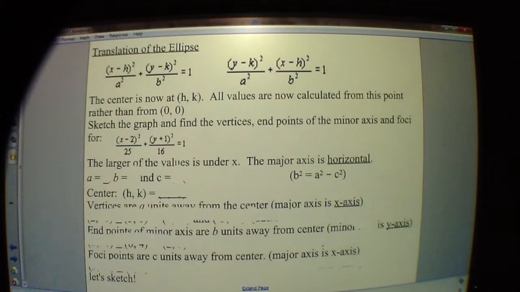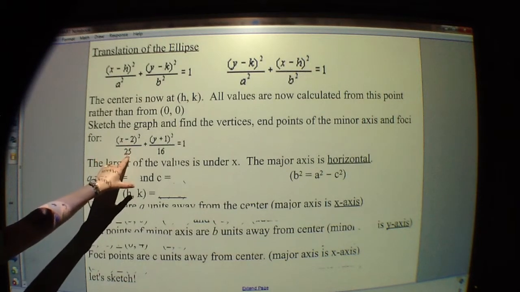Translations. Now look at the only difference. My center now is not (0, 0). My center will be (h, k). h is with the x, k is with the y. So that's the only difference now. You're going to do the same thing. You're going to find the center. You're going to either go along the major axis right and left, or along the major axis up and down, and figure out what A, B, and C are, and then you will have your equation. Or you'll have your graph.